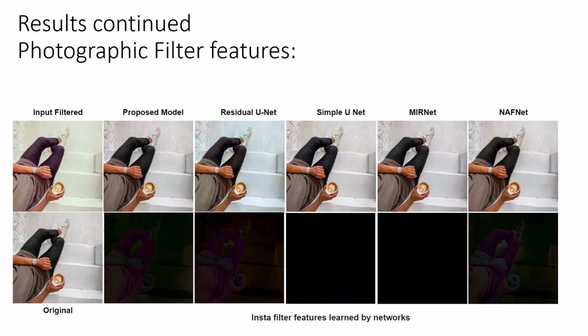So this slide shows the filter representation learned by the different architectures that have been used in the ablation study. From this figure, we can see that simple UNet and MIRNet are not able to learn any representation for the filter. However, the proposed network and NAFNet seem to learn similar representation, but if we go deeper, we would be able to realize that NAFNet is actually learning the features related to the contrast injected in the image.